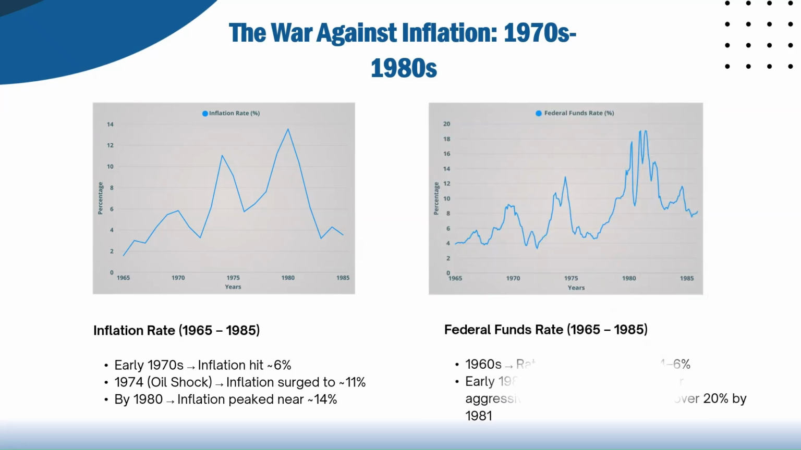Now on the right, we see how the Federal Reserve responded to this. Under Chairman Paul Volcker, the Fed raised rates aggressively, pushing the federal funds rate above 20% by 1981. This was a drastic move, and these high rates caused a severe recession, but eventually it finally broke inflation. Paul Volcker's actions restored faith in the US dollar, and it signaled that the Fed was serious about maintaining price stability, even with great short-term pain.